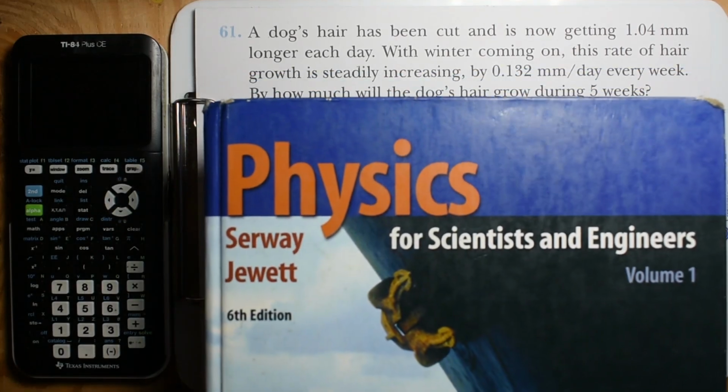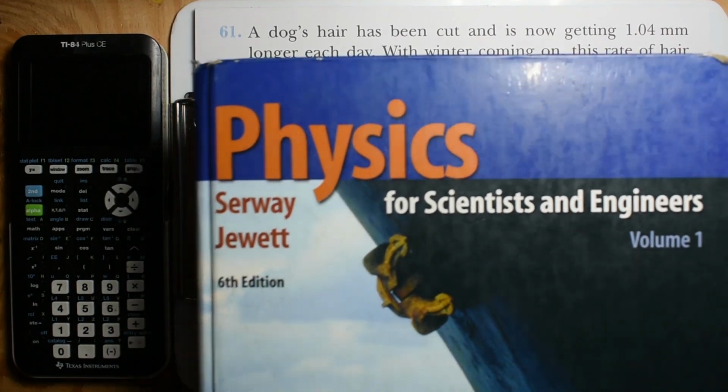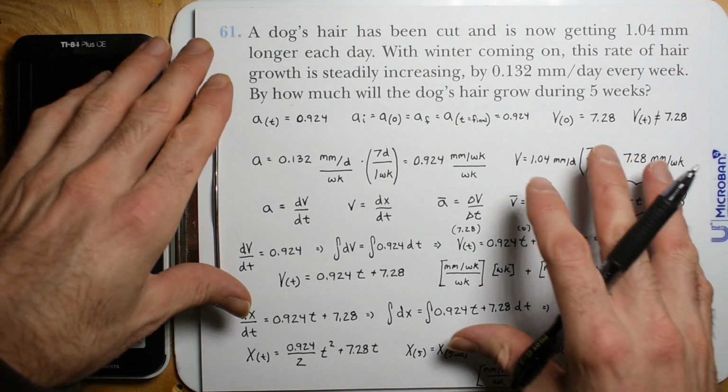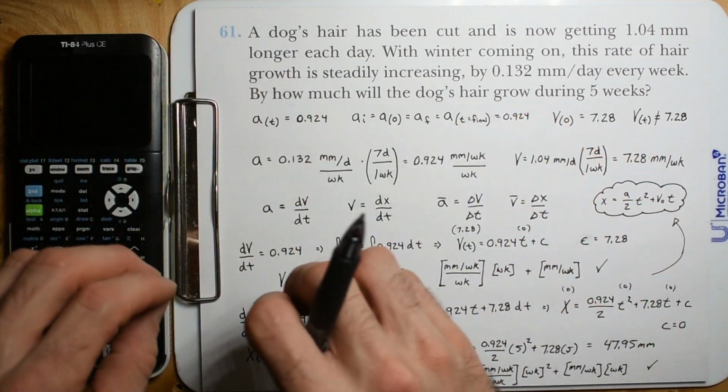Alright, so we have Physics for Scientists and Engineers. This is Serway and Jewett, and this text is available as a PDF. Maybe I'll put that in the description. What we have here is the chapter on velocity.